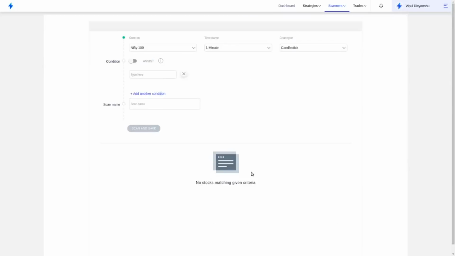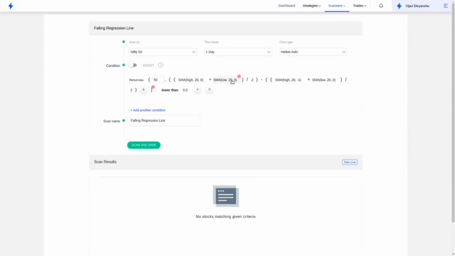Let me quickly edit this. It is similar to the previous one, where instead of higher than, we have just said lower than 0. Again, what we are trying to do here is check whether the moving average of high and low for the last 50 candles is reducing. That's what is being identified by this equation.